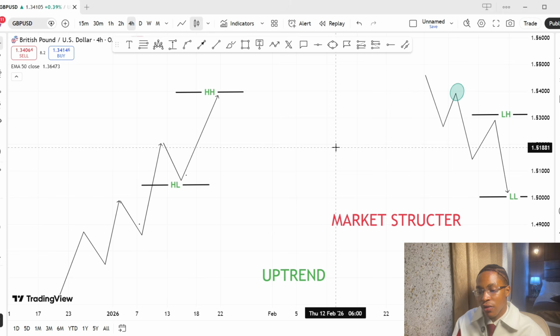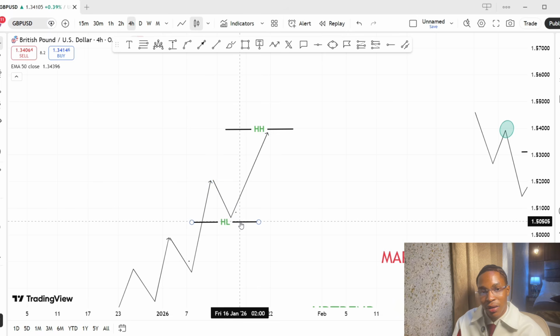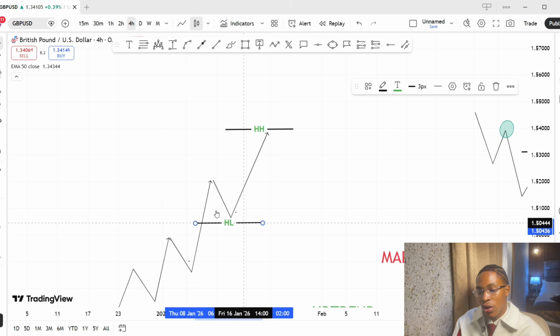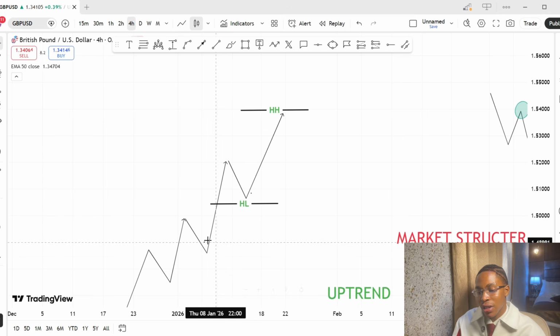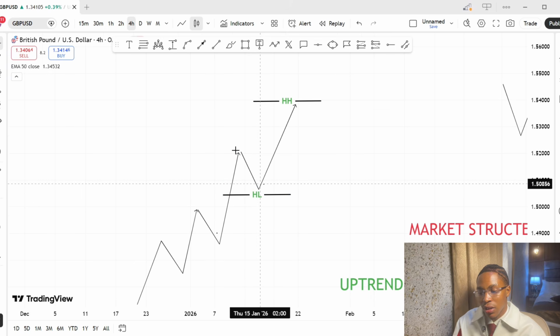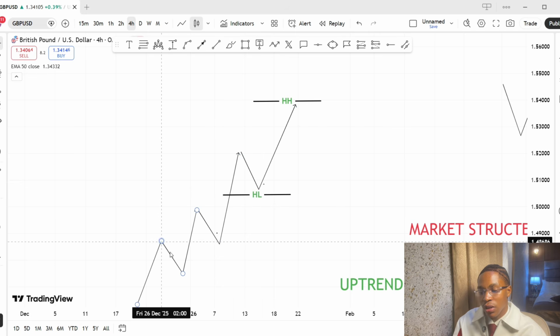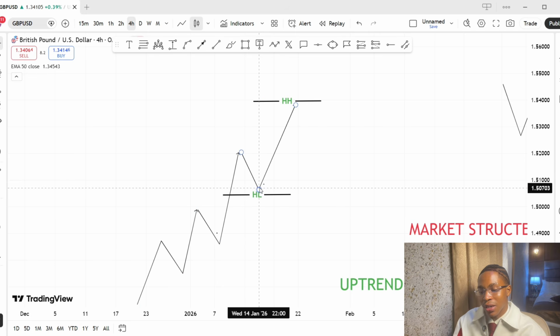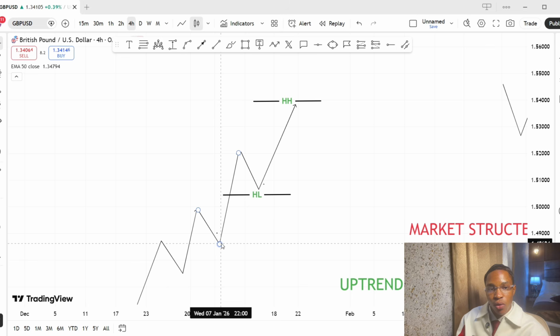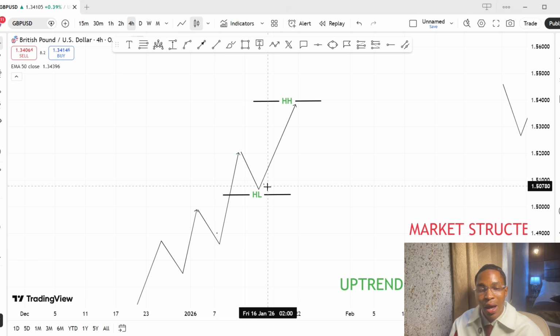And then same thing for here. This is a low, and this is a higher low. As you can see here, we created a low, but this low is higher than the previous low. So that's why it's called a higher low.